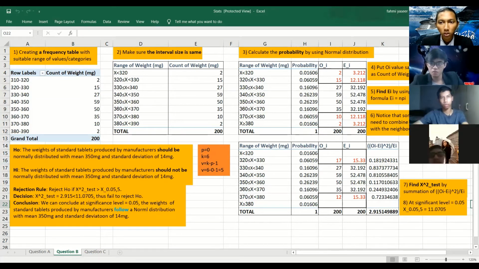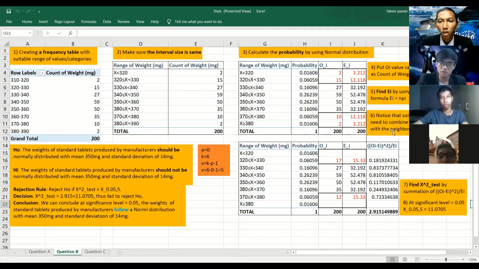The fourth column is where we need to find the expected value. How to find the expected value? We need to use the formula: expected value equals n times probability. The value of n is 200. Okay, as we can see from the third table, there's a red number. It is because the expected value needs to be greater than 5. The first row and the last row for expected value is 3.212, which means it's lower than 5.